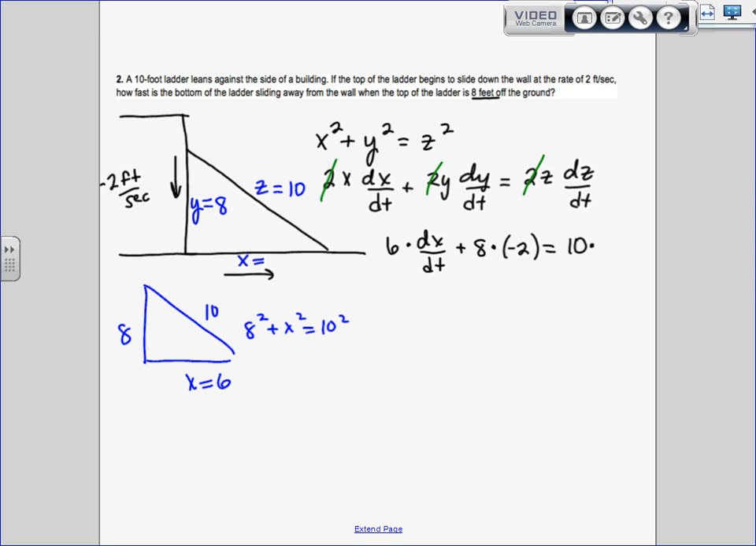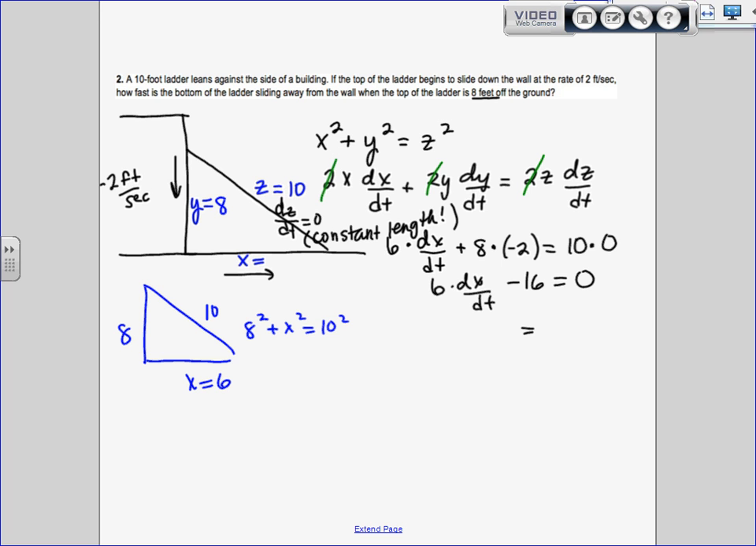Is the length of the ladder changing? Is that length increasing or decreasing? No, unless you have one of those crazy ladders that expands, right? This ladder is a constant 10 feet. So dz over dt is equal to 0. It's a constant length. So I have times 0. So we just solve it out. A lot of times there will be a 0, but not all the time.